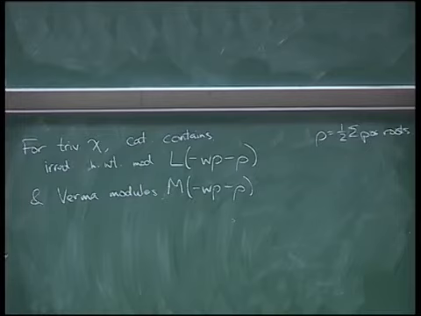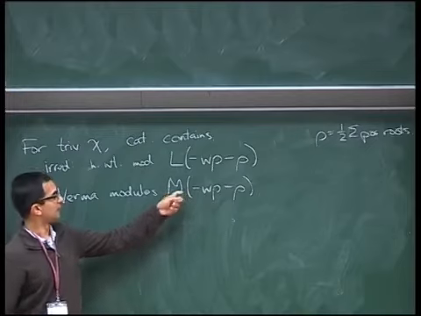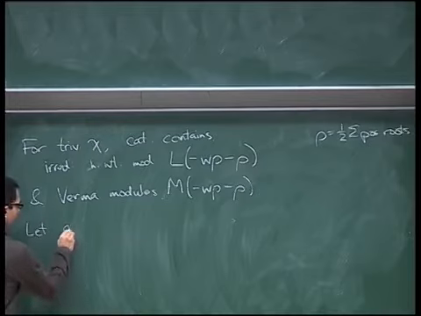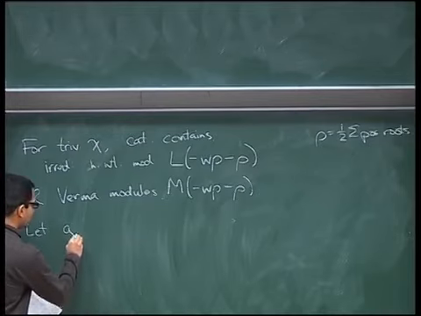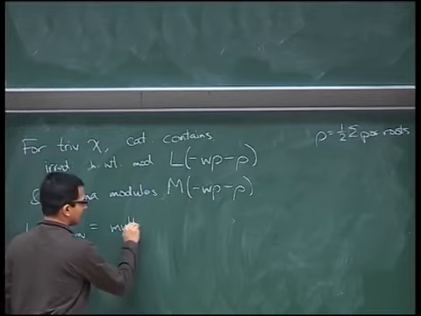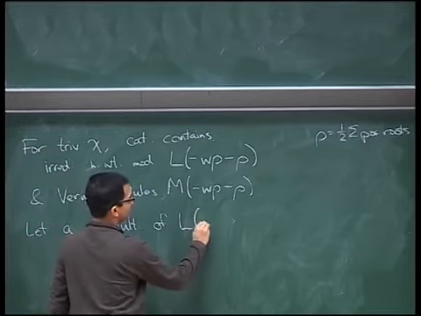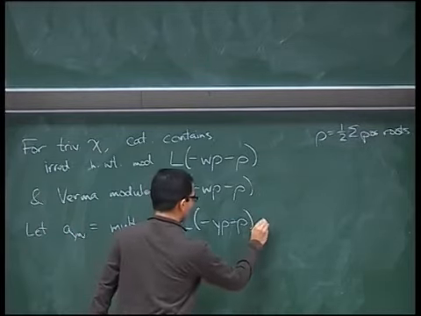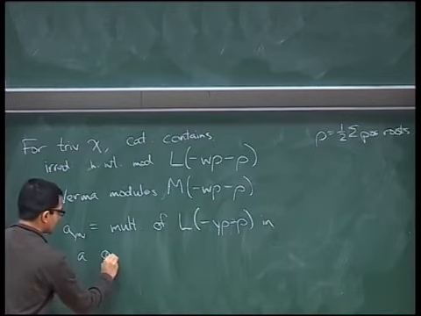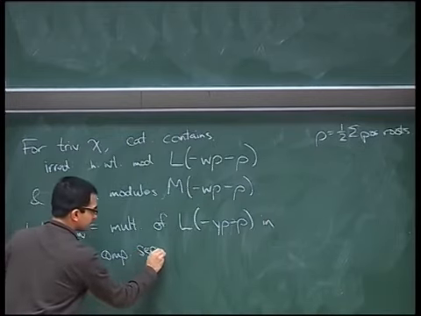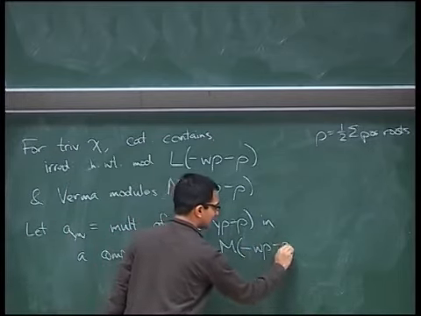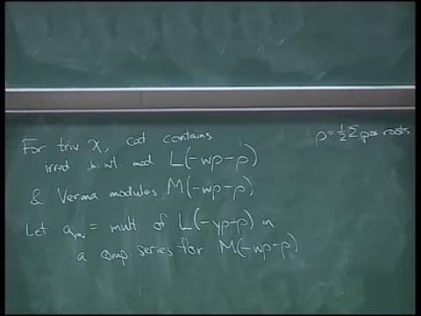And then you can take a Verma module and write a composition series for it in terms of irreducibles. So let a_{y,w} be the multiplicity of L(-y rho - rho) in a composition series for M(-w rho - rho). Let me make sure I'm getting this right. Okay.